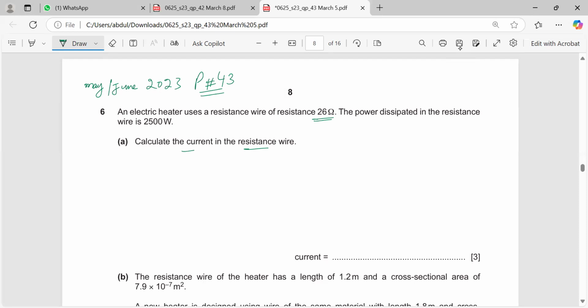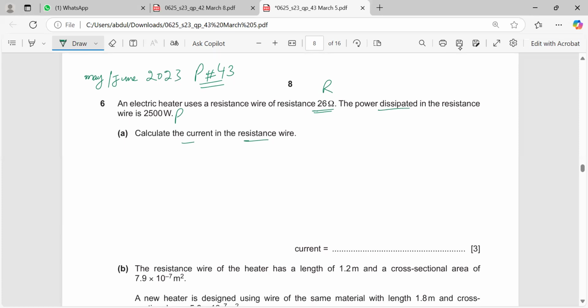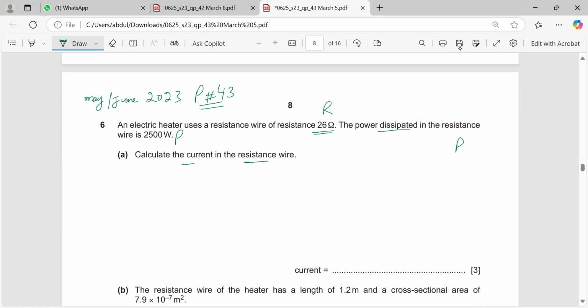Now we are given the resistance of the wire, and we are given the power dissipated. Dissipated means wasted. Dissipated also means the power which is spreading apart. So calculate the current in the resistance wire. My dear friends, there are three equations which we can use to calculate power. One is current times voltage. This we cannot use in this scenario because we need to find current and we are not given voltage.